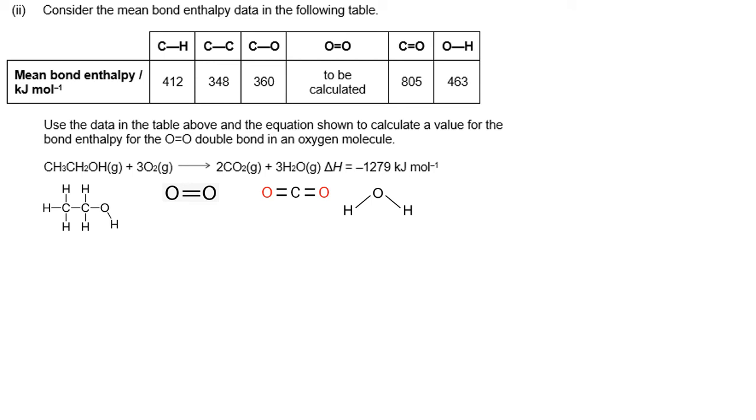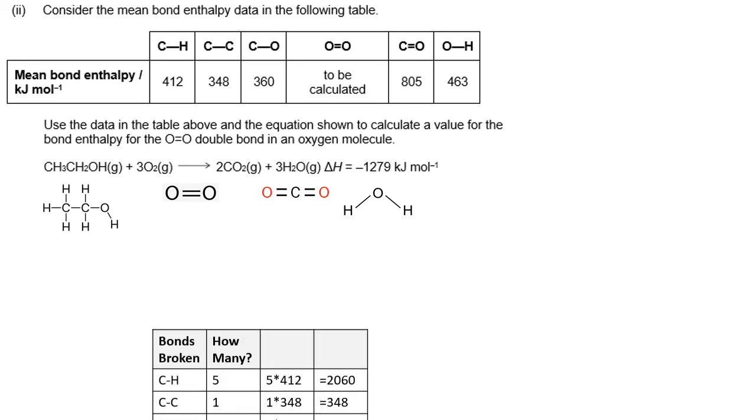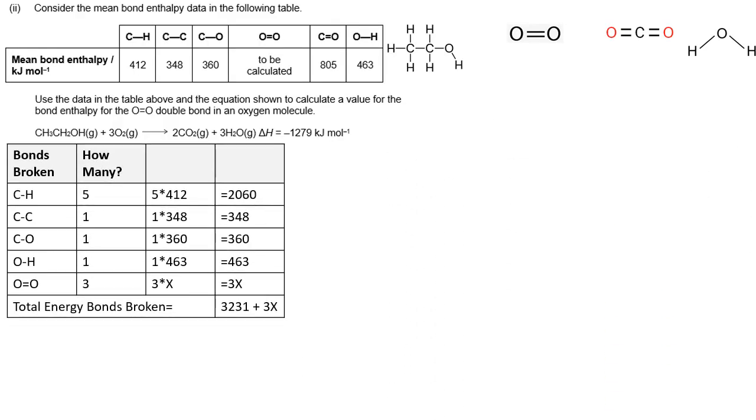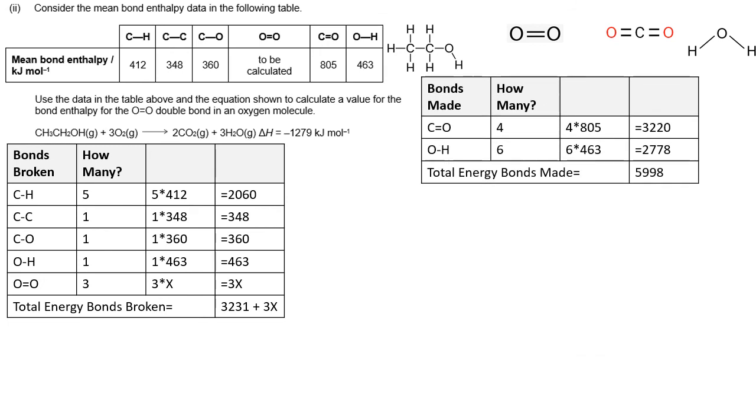So let's look at the bonds which are broken first, which are all the bonds in our reactants. So I'm going to tally those values up, use the table, and get these values you can see. As I don't know the value for the O=O bond, I'm just putting x in there now, so that my total bond energy for the broken ones is 3231 plus 3x. So moving on to look at the bonds made, that's looking at all our products. We've got 4 C=O bonds, 6 O-H bonds, so I tally those up to get a value of 5998 kilojoules per mole.